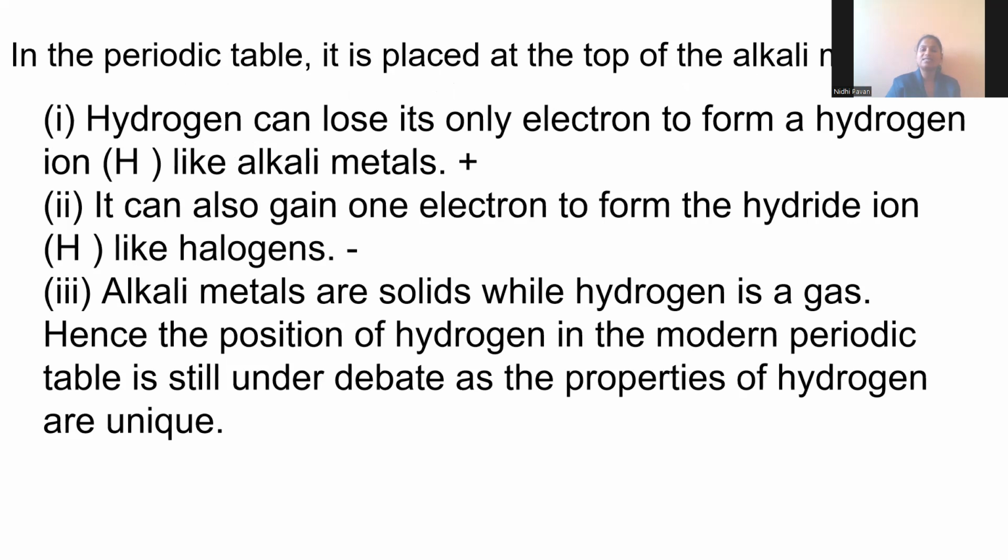So why is it called an alkali metal? It has the capacity to lose an electron. It can also gain one electron to form a hydride ion. It has the capacity to lose one electron and the capacity to gain an electron. That is why it behaves like both alkali metals as well as halogens, guys. Alkali metals are solids while hydrogen is a gas. Since the position of hydrogen in the modern periodic table is still under debate because of its gaseous state.